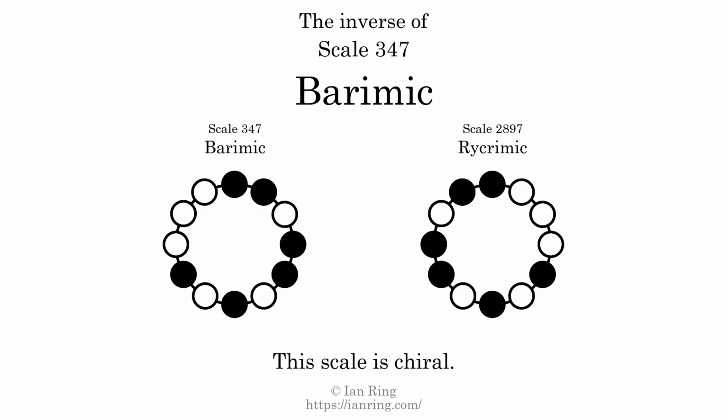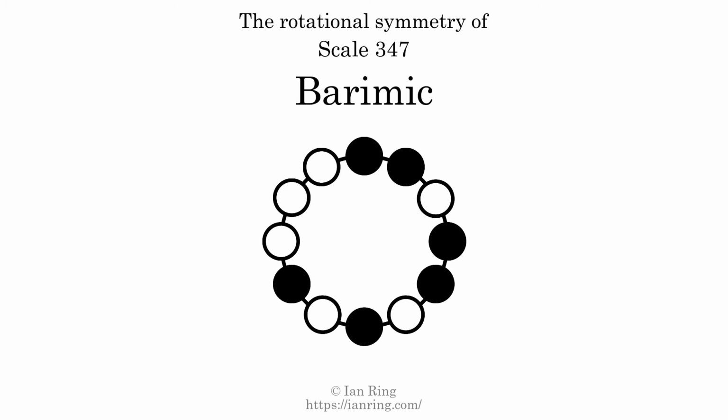The inverse of a scale is a mirror image. It is what you get when the sequence of intervals is reversed. The inverse of this scale is scale 2897, also known as Barimic. This scale is chiral. It cannot transform into its inverse by rotational transformation. This scale has no rotational symmetry.